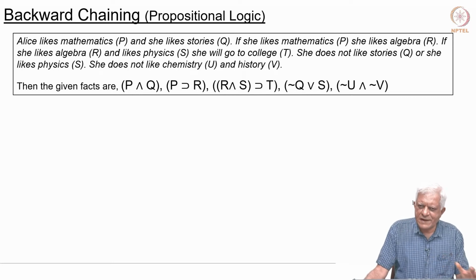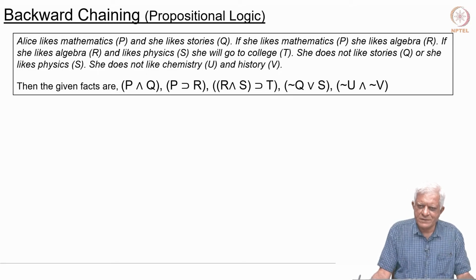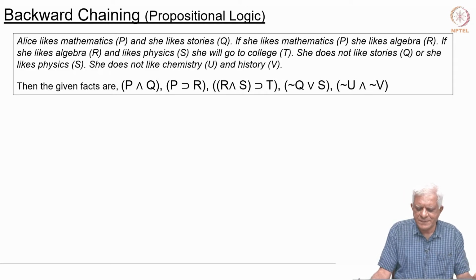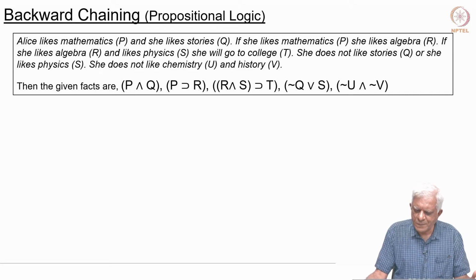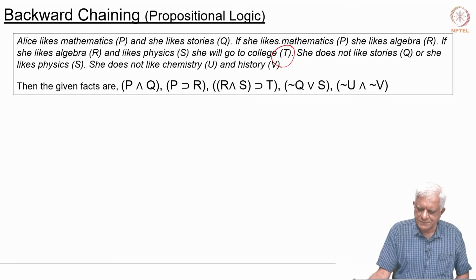But let us start by looking at how backward chaining can be implemented essentially. So, remember that what is given to you is a knowledge base. For example, in our favorite knowledge base about Alice, it has these statements P and Q, P implies R, R and S implies T, not Q or S, and not U and not V. We want to see how backward chaining would operate. So, our goal is of course this statement T. So, is T true or not?